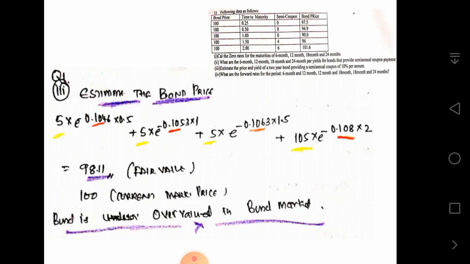Then comes sub question 3 of question 1. Sub question 3 is very simple, something we might have done in bond valuation: calculate the bond price of the given bond. The given data says the coupon rate is 10% per annum paid semi-annually, right. So I take a coupon of 5 for every 6 months.